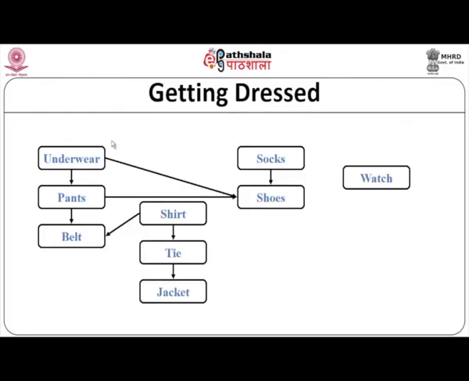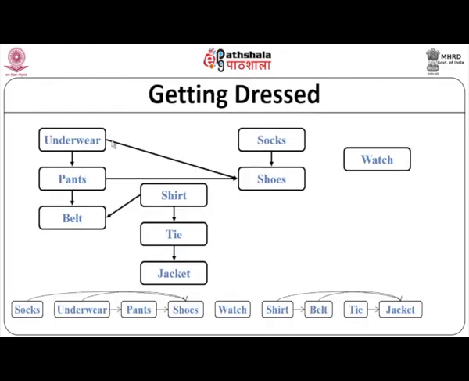Now, let us take the case of getting dressed again. This is what we have already seen in the last example, just to give you an idea. The topological ordering has to be the same. Here it could be shoes: before you put on shoes you should have finished socks, underwear and pants. The idea is that shoes should come after the socks and all that. Watch can come anywhere and so on.